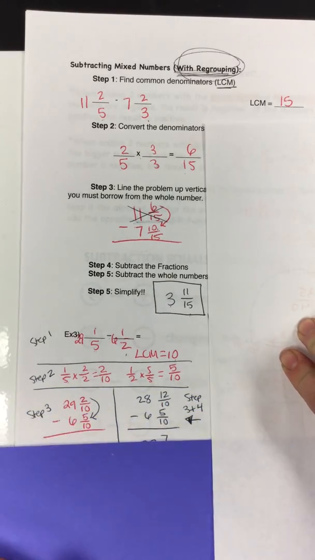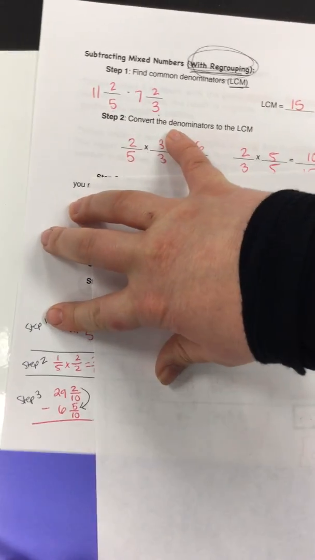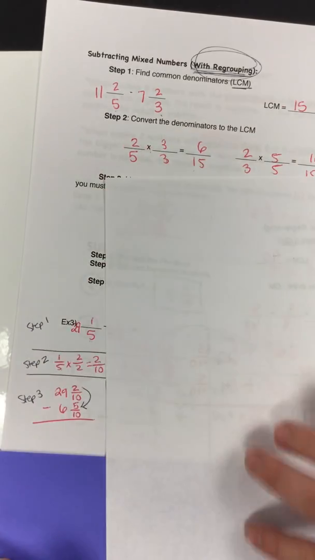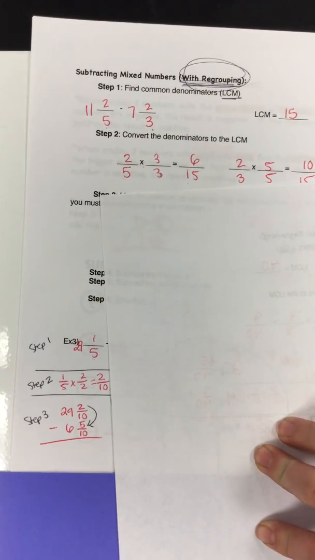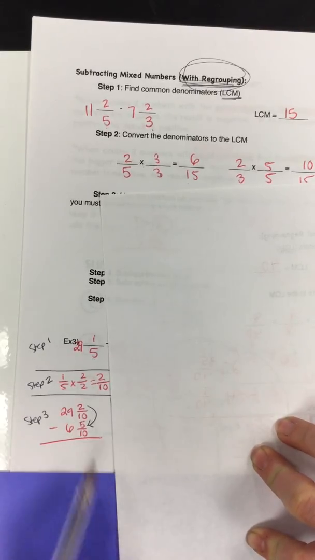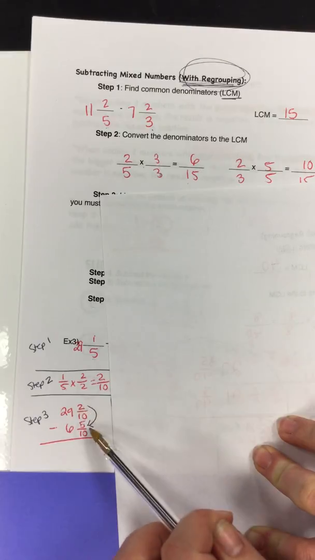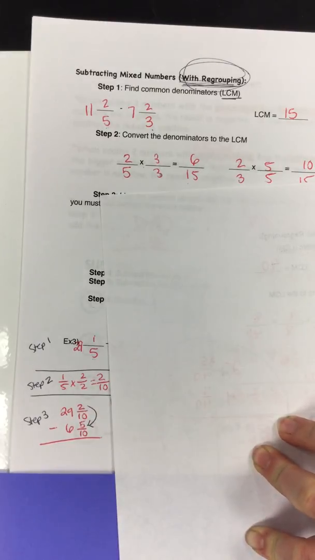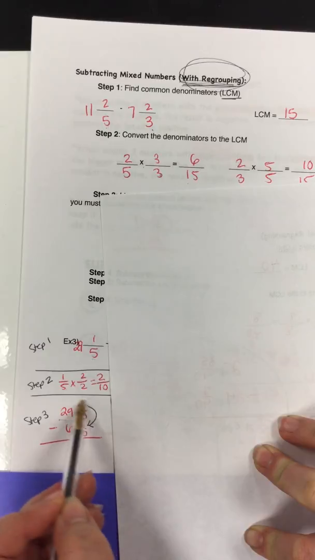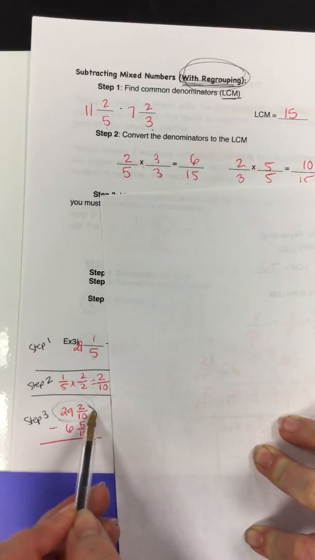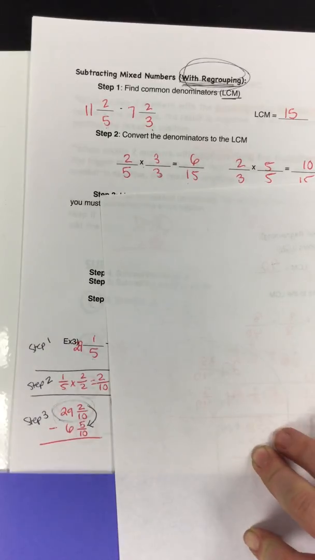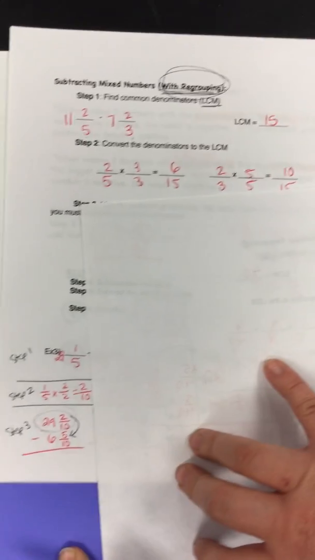Now, what we'll do next is look at step number 3. I'm going to line these fractions up vertically. So I've got 29 and 2/10 minus 6 and 5/10. Now, if I've got two pieces, I can't take away 5. So what I know is I need to regroup this upper mixed number so that I can complete the subtraction problem.